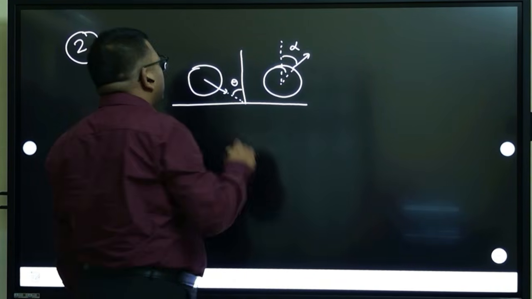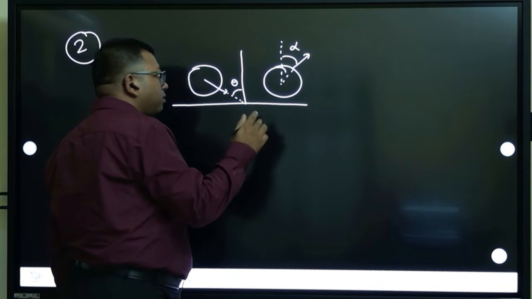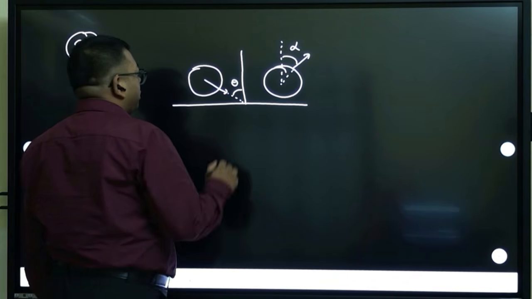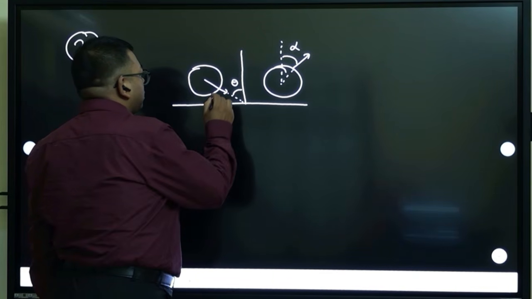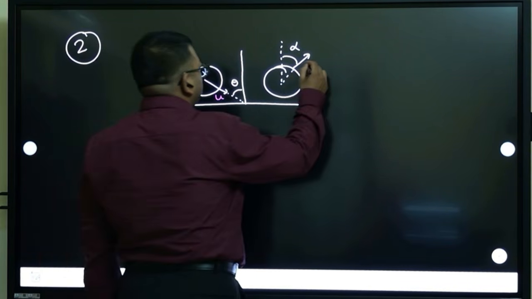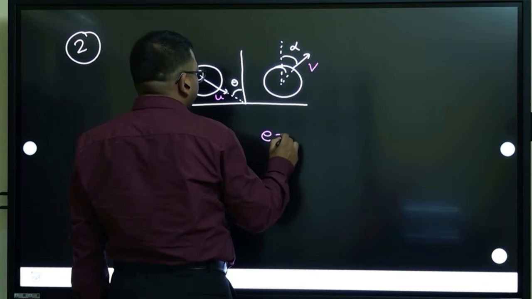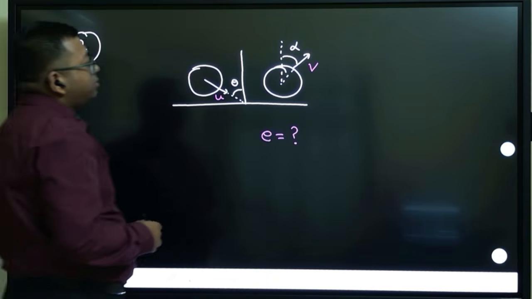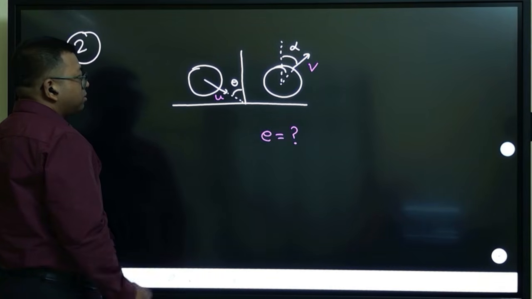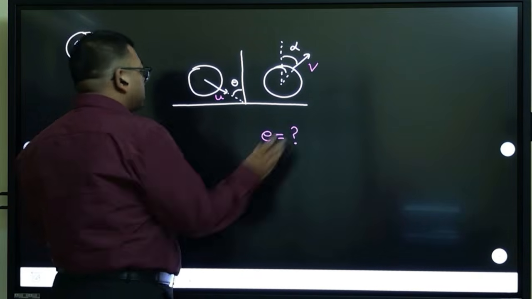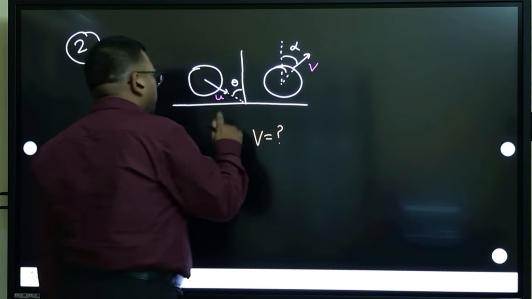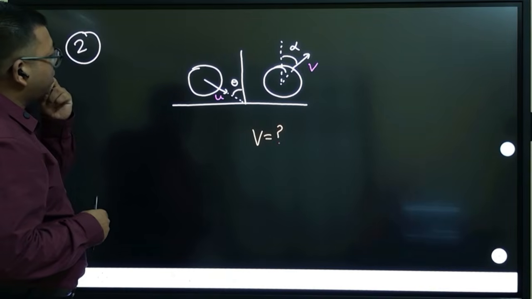It is hitting at an angle of theta and bouncing up at an angle of alpha with the vertical, right? And what else? Initially it is u and then the final. We have to calculate E, the coefficient of restitution, correct? So E is given already. We need to find V in terms of U, E, theta and alpha, correct?